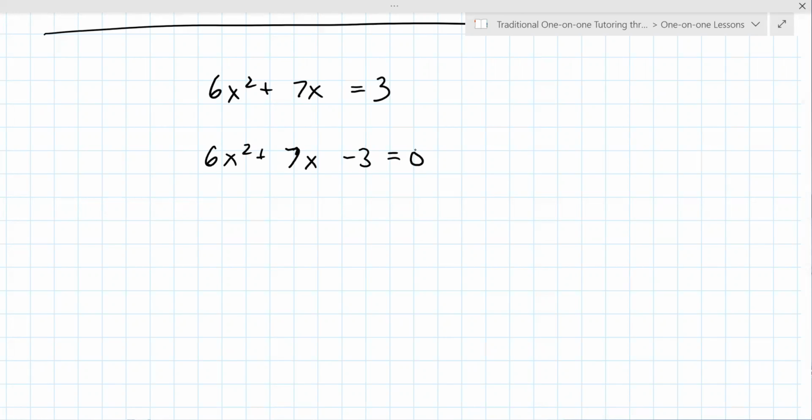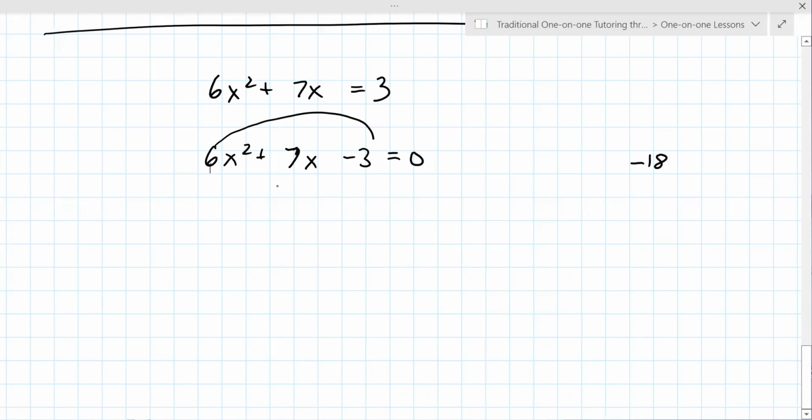Okay, now this one's different. You have to, I assume you've seen this before. I think we covered it, but you have to multiply the 6 and the -3, and that gives you -18. Okay, hopefully you've seen that before.